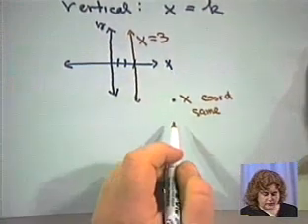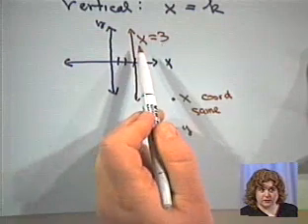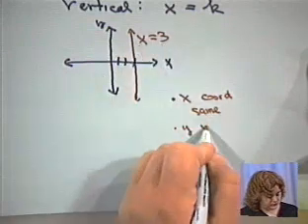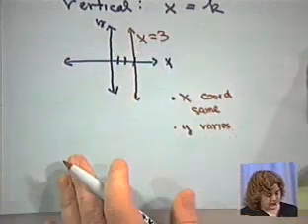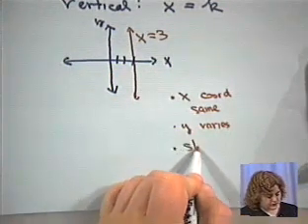Everywhere on this line, the x-coordinate is the same. And the y-coordinate varies, but just telling us what the x-coordinate is tells us everything we need to know, because it's the same for every point on that line. And remember that the slope is undefined.